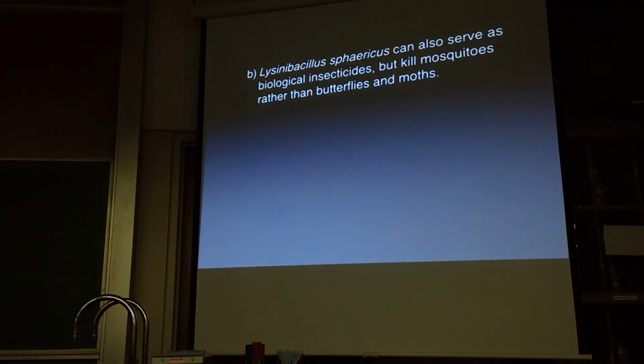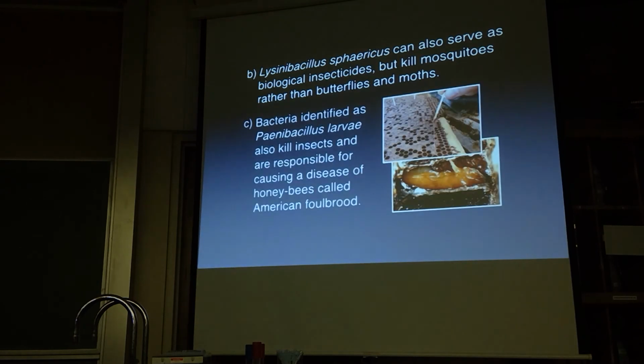Then one that used to be Bacillus sphaericus is now Lysinibacillus sphaericus. These are also used to kill mosquitoes in water habitats. And another one, Paenibacillus larvae. These kill bees, so they cause what's called American foulbrood in bees. This is a very destructive disease for beekeepers. It's quite problematic.